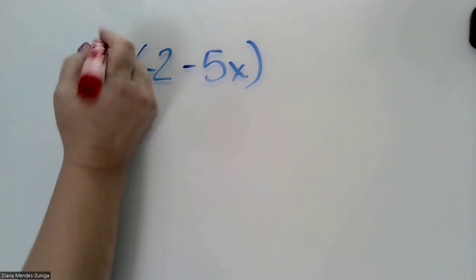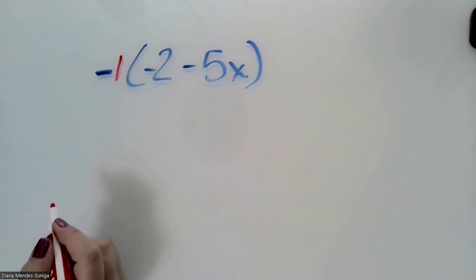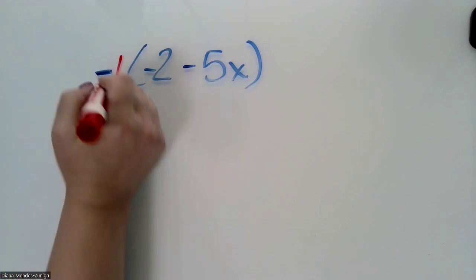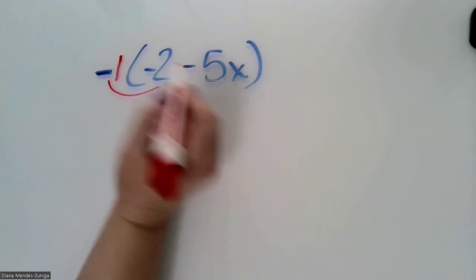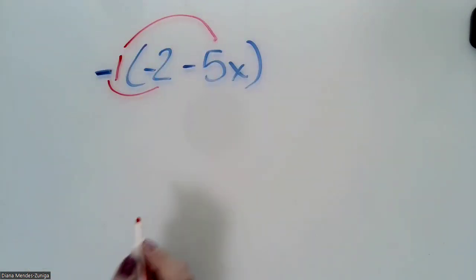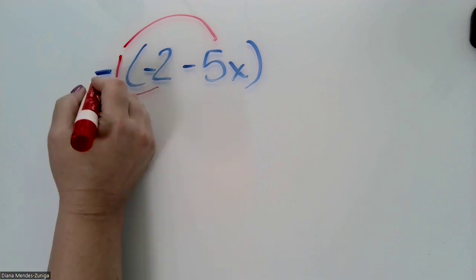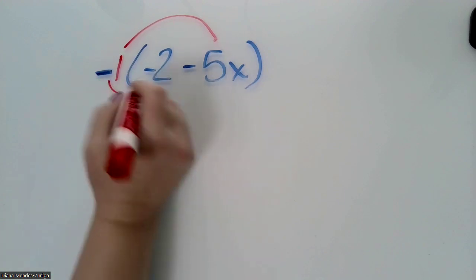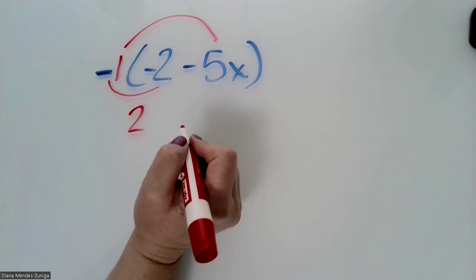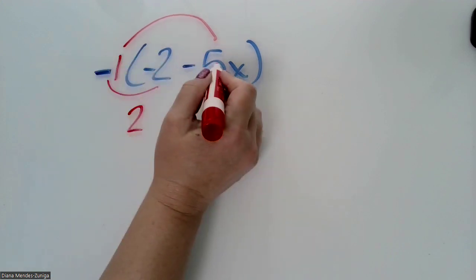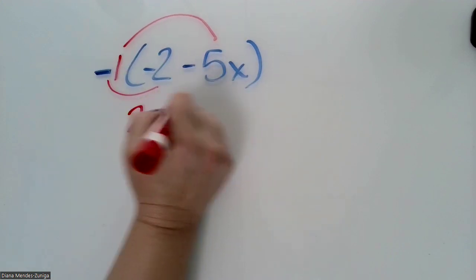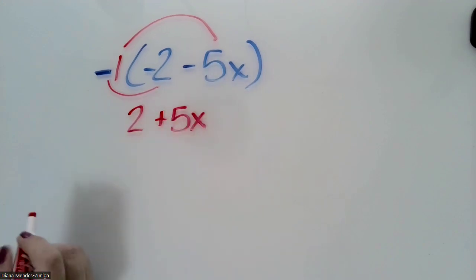If we look at a negative as a -1, right? Now we have something to distribute through here. So you would distribute a -1 here and distribute a -1 here. And when I say distribute, I mean multiply it. So we have a -1 times a -2, and that's going to give us a +2. You have a -1 times a -5x, and that's going to give us a +5x.